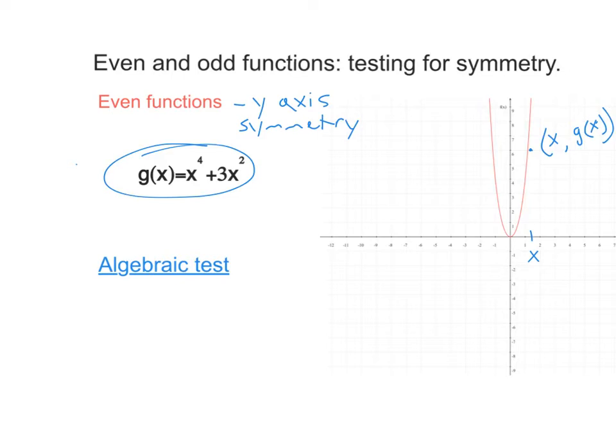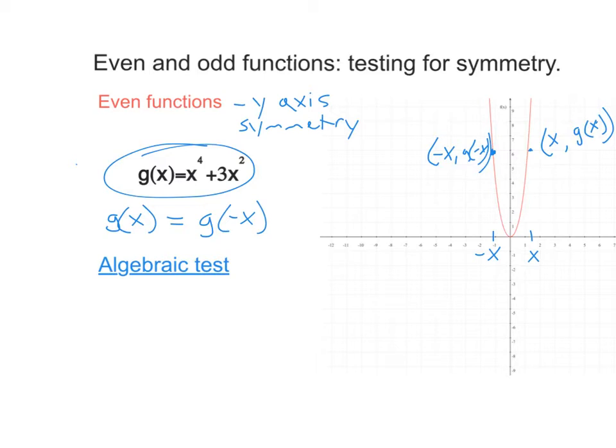Now to investigate this, if I pick a value that's exactly x units in the opposite direction, I could call that negative x. So this ordered pair right here would be negative x, and its y value would be g of negative x. So when we compare with even functions, we can find that g of x is exactly equal to g of negative x, meaning the y values are the same at x and negative x. The y values are the same at 2 and negative 2, 3 and negative 3, etc.